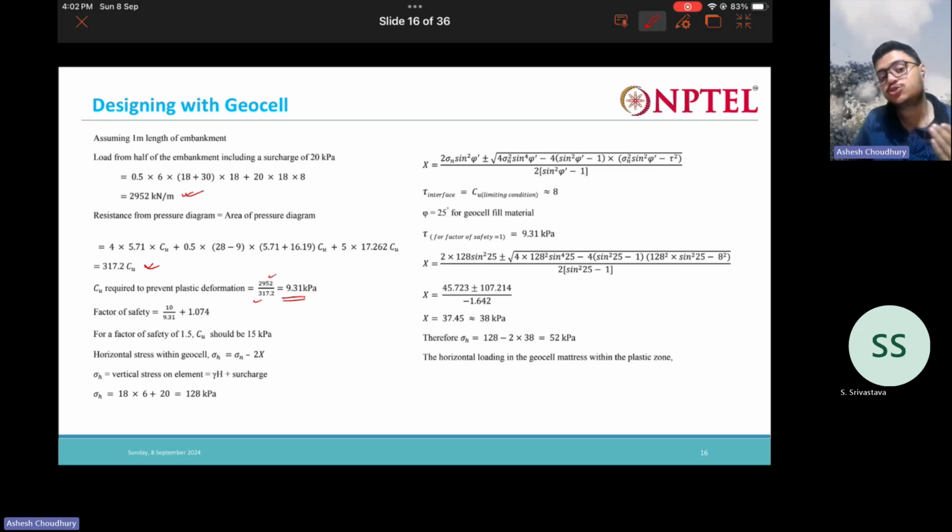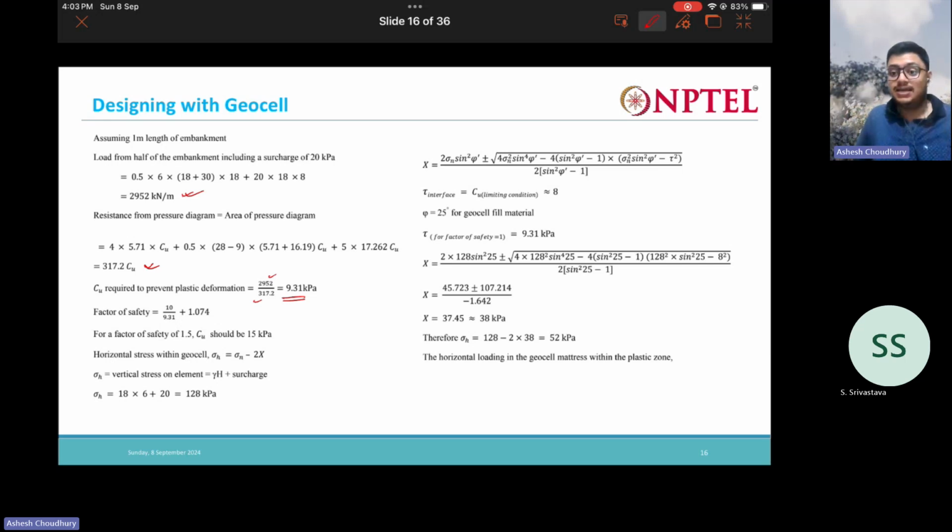What is the Cu of our soil? The Cu of our soil is 10. Dividing 10 by 9.31 gives the factor of safety. If the Cu of the soil is 9.31, that is just the limiting condition. The soil is at its limiting point, but it is not going to enter the plastic state.